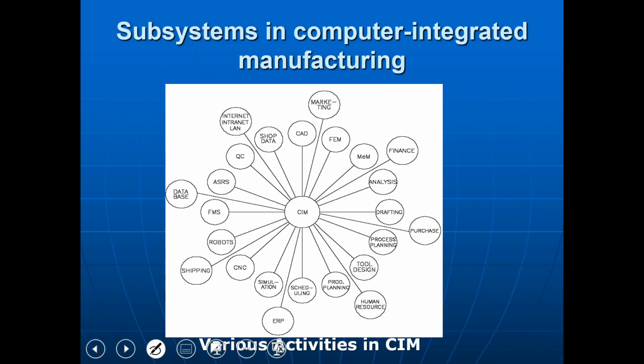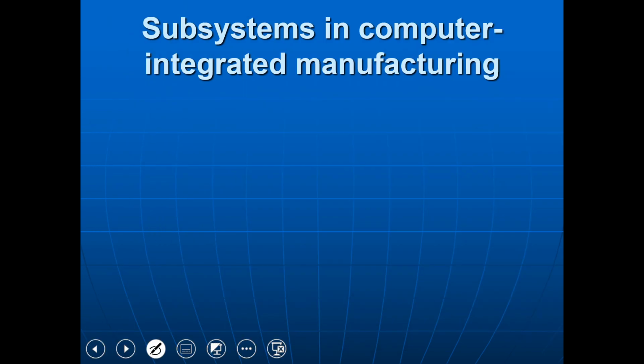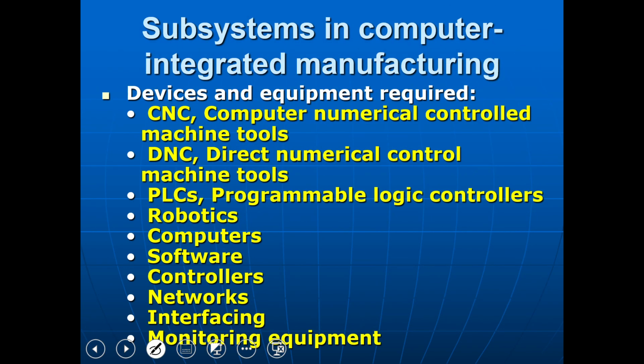And then from the major elements we have various activities inside each major element of the CIM. So marketing has this one, for finance we have this one, purchase we have this one. So all these are various activities in the CIM. Next, device and equipment required. To do a CIM, we need devices or equipment.